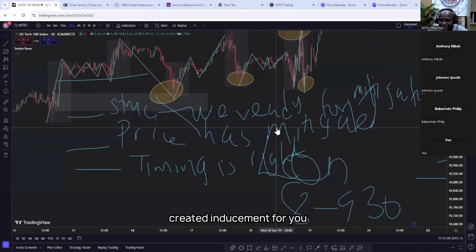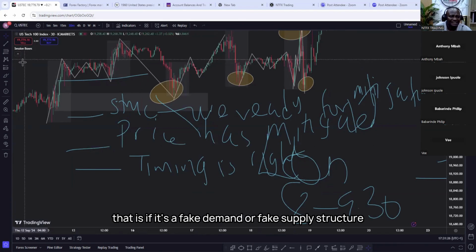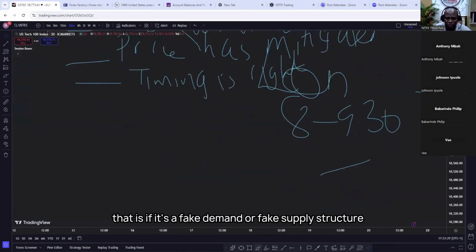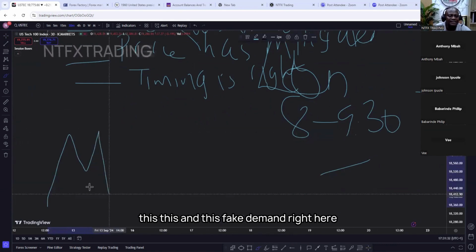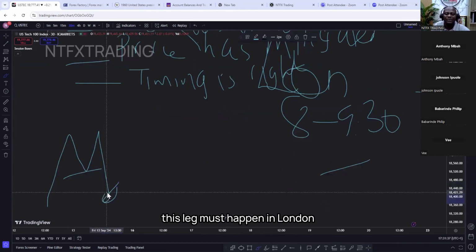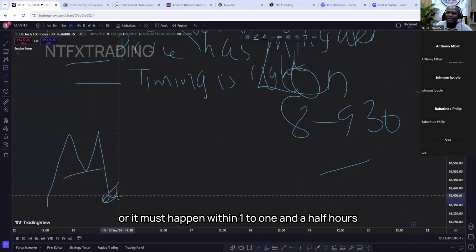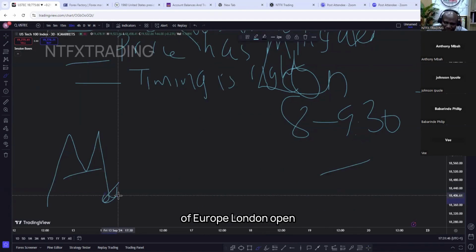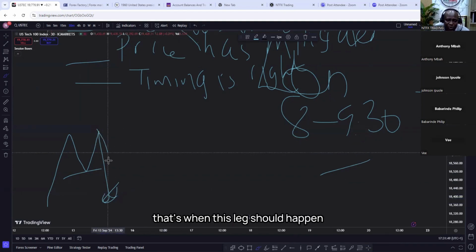Created the inducement, which you have to mitigate in the London, New York overlap. If your structure does not have inducement, that is, if it's a fake demand or fake supply structure, like this fake demand right here, this leg must happen in the London, New York overlap, or within 1 to 1.5 hours of the Europe, London open. That's when this leg should happen.